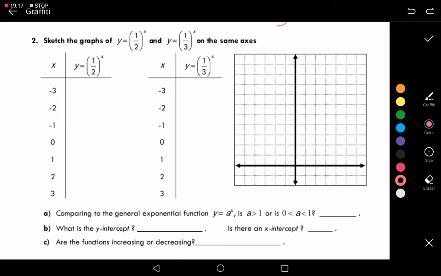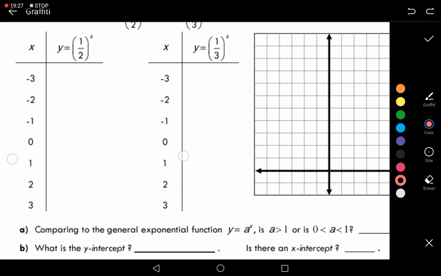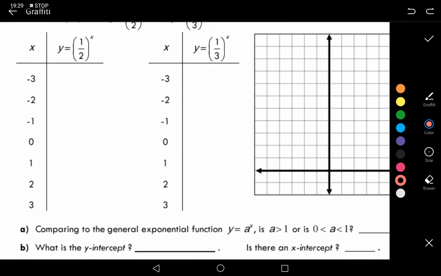Okay, so moving on to a couple other graphs that look a bit different. So again, it's asking us to sketch these graphs on the same axis. So this time we have (1/2) to the power of x and (1/3) to the power of x. So again, starting with our first one here, I'll choose different colors again.